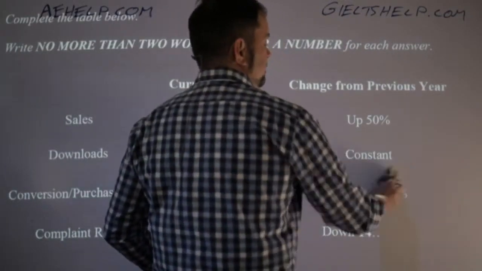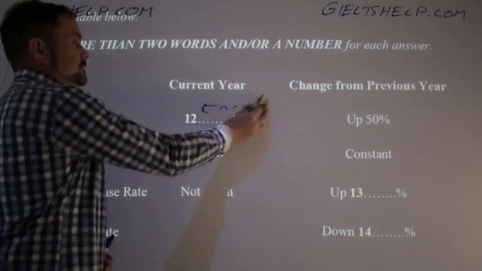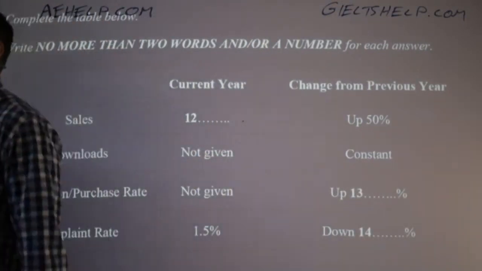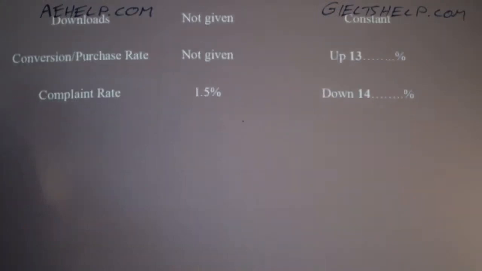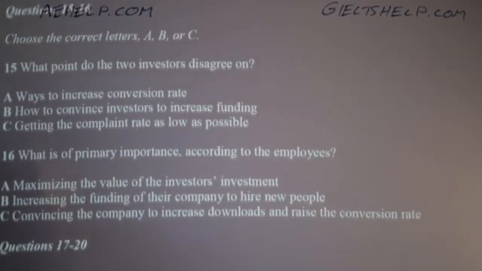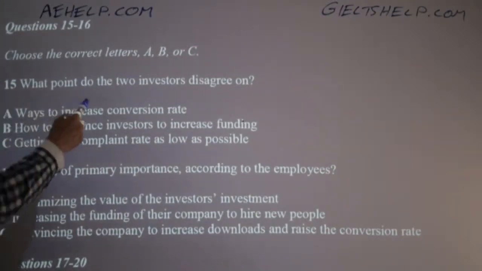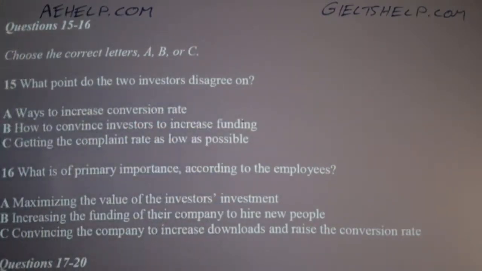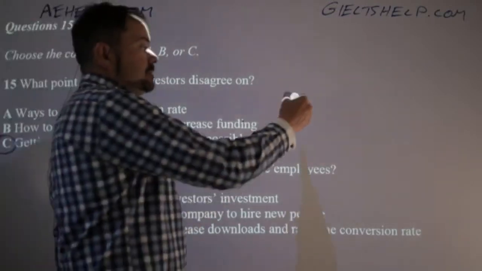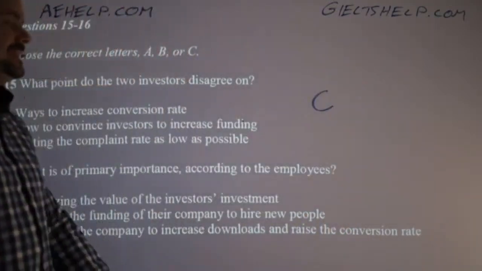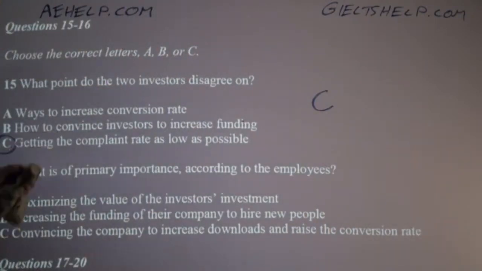Again, 15. Be careful with those differences, Paulo. Okay. All right. 15. Very clear. They really emphasize this. What point do the two investors agree on? You're listening for the answer in the multiple choice. They disagree on getting the complaint rate as low as possible. So the correct answer is C. Okay. Make sure that you listen for the answer. Don't just stare at the answers. That could get really confusing.